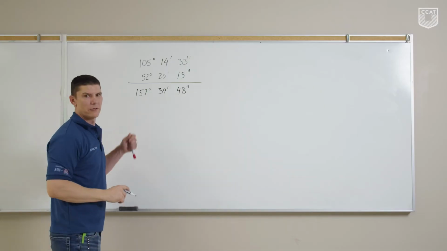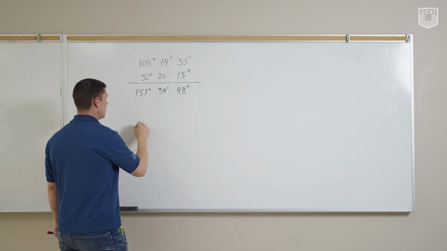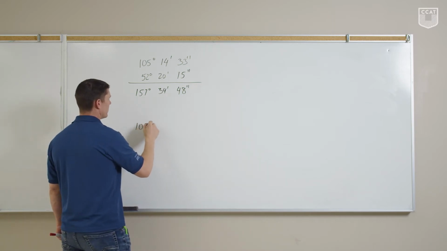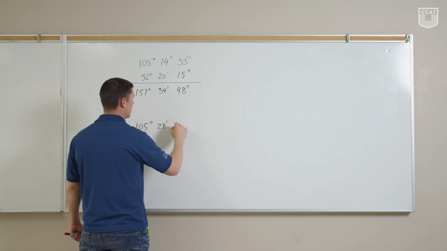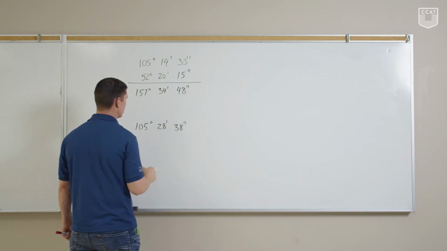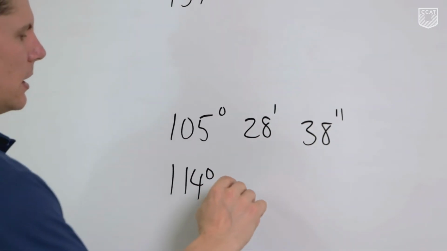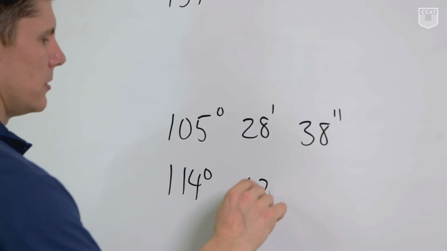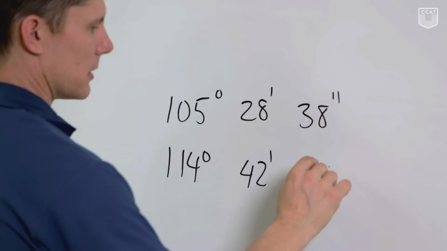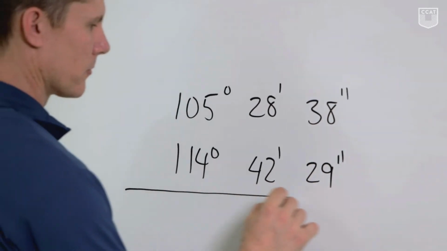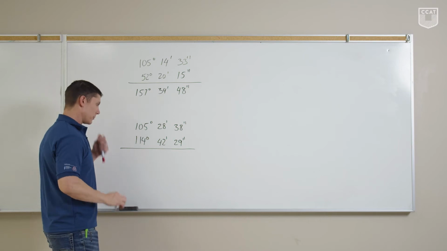Okay, pretty straightforward, but a trickier question would be when you get some bigger numbers. Say we've got 105 degrees, 28 minutes, and 38 seconds. And let's say here we've got 114 degrees, 42 minutes, and 29 seconds. Okay, so now we're going to add these two numbers up.